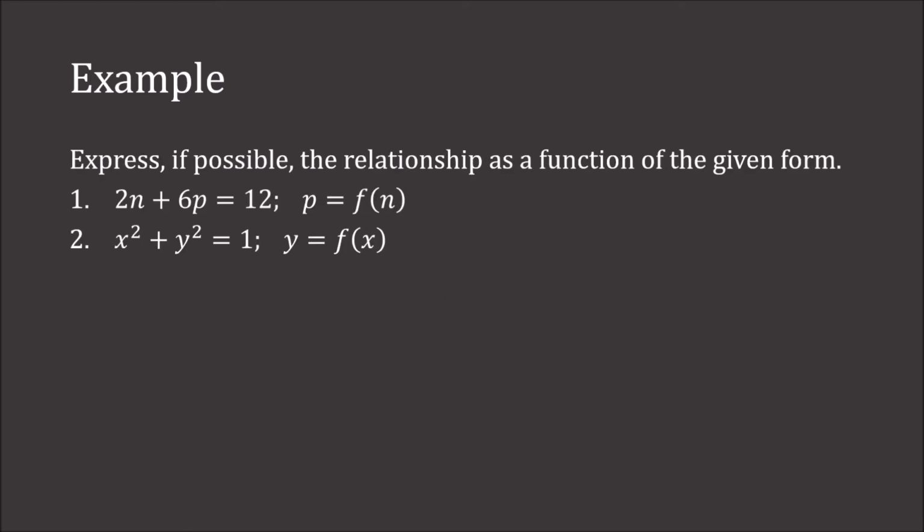Now let's take a look at these. Let's express, if possible, the relationship as a function of the given form. So look at the first one. We want to express the relationship 2n plus 6p equals 12 as p being a function of n. In other words, we want to try and solve this relationship for p.